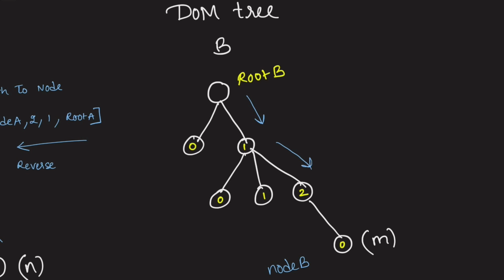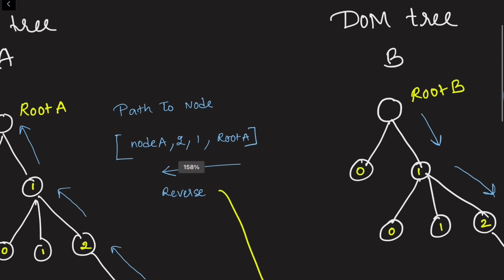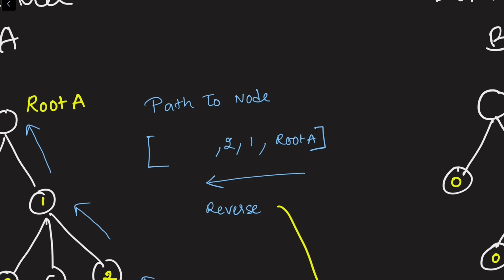Now the path from the root to the node is what we are interested in, which we are going to derive from the path we found in the DOM tree A. So the path is 1, 2, 0. If you look at the children and if you look at the indices, this will be matching. Oh, by the way, in this we can just remove node A and we can put 0 here.